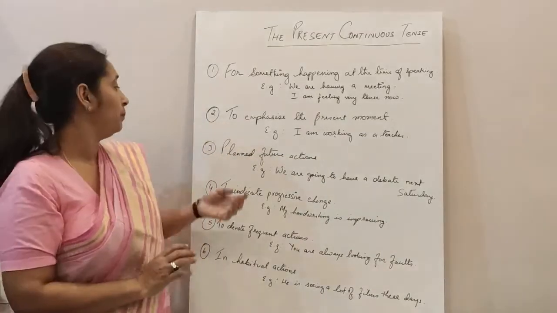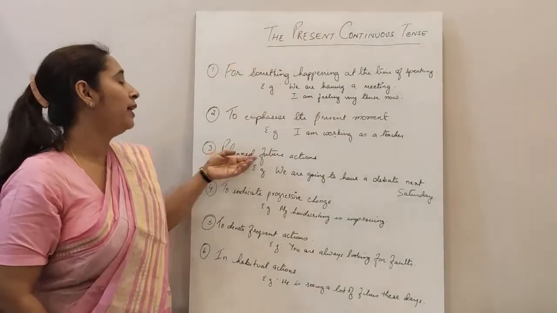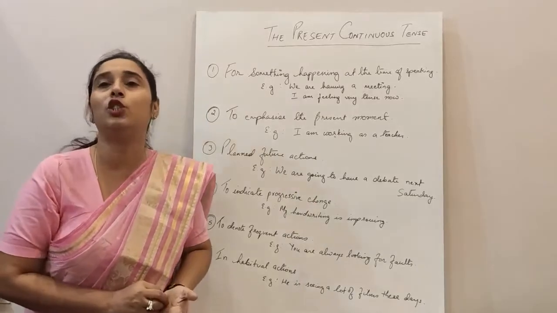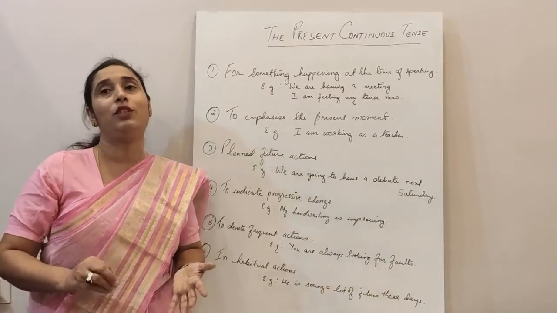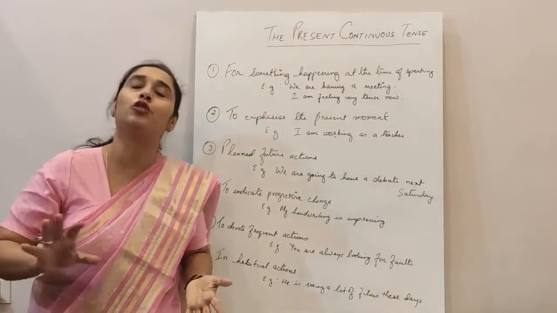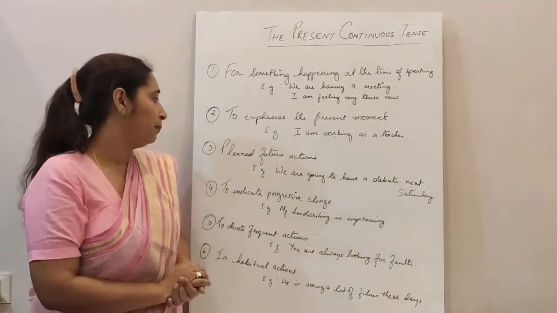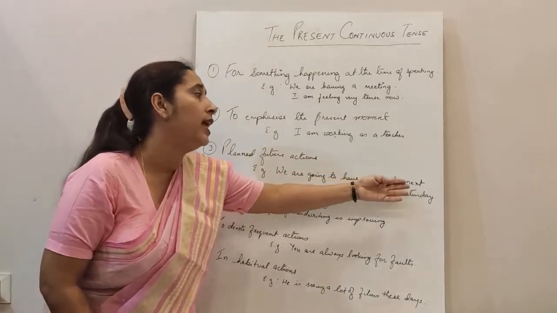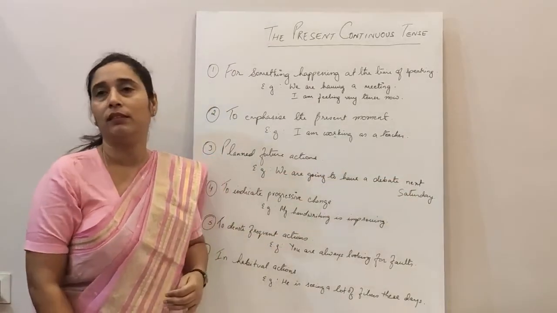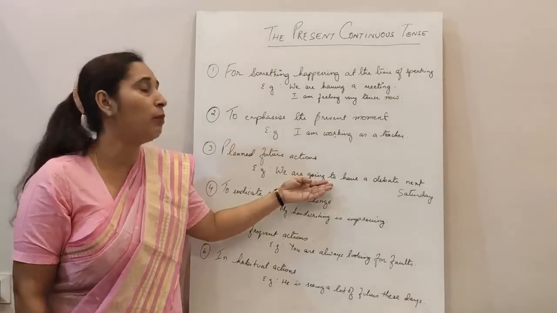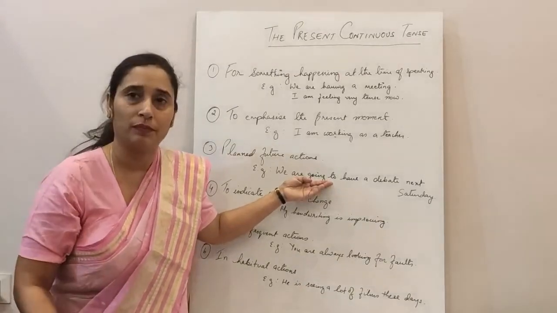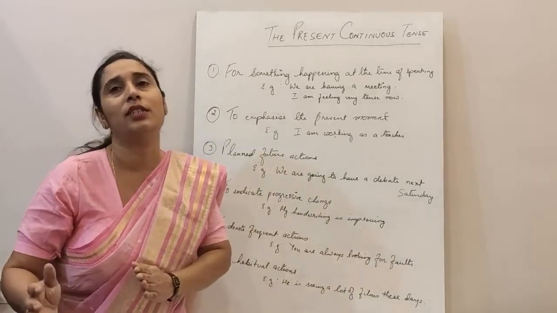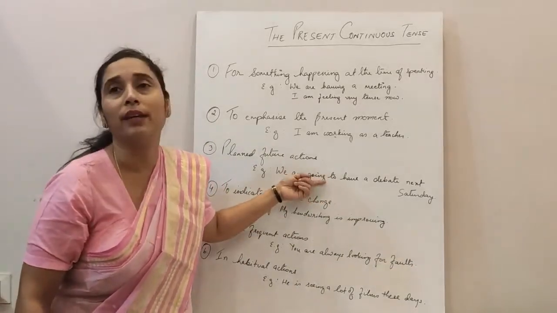Next, third point, planned future action. This tense is used to refer to activities planned for the future. As, we are going to have a debate next Saturday. Yes, this is the planning for future. Here too we use present continuous tense. Going. Yes.